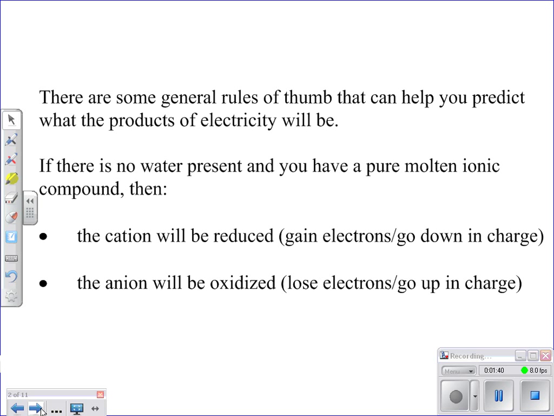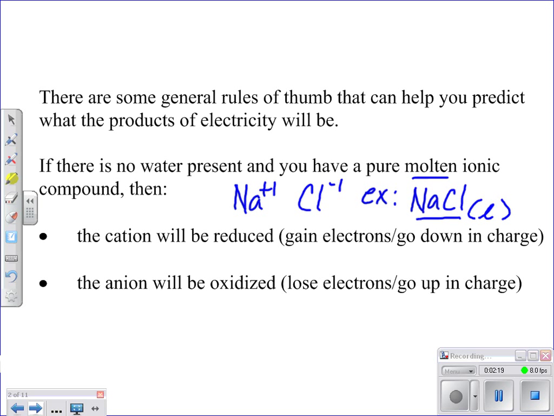If you want to be able to predict what the products of the electrolysis will be, then you know if you have a pure molten substance, so again, we're talking about a liquid, right? So our Joe generic substance might be sodium chloride, which would be in the liquid form because we're talking about molten. Then we know that the cation is going to be reduced and the anion is going to be oxidized, which makes sense because when you think about it, those ions being able to move means it's breaking down into sodium ions and chloride ions.